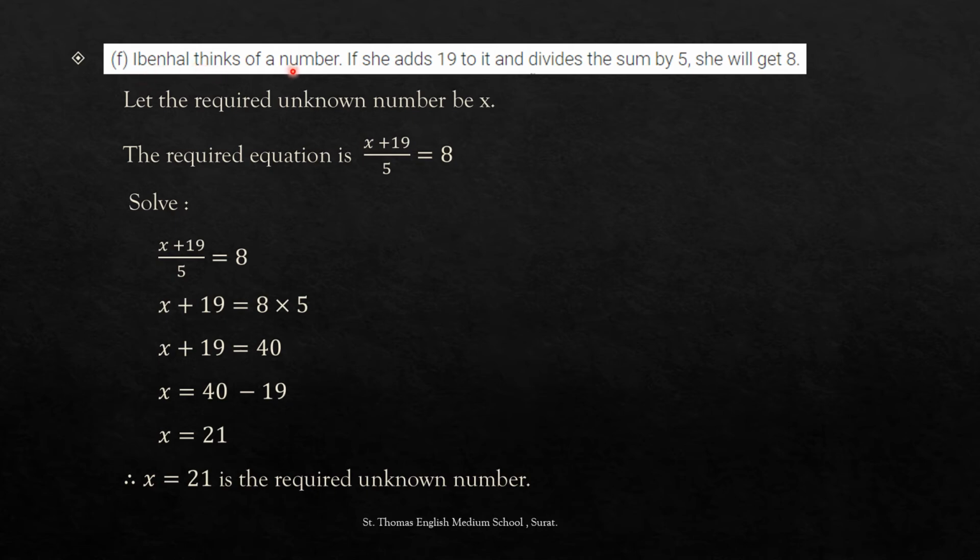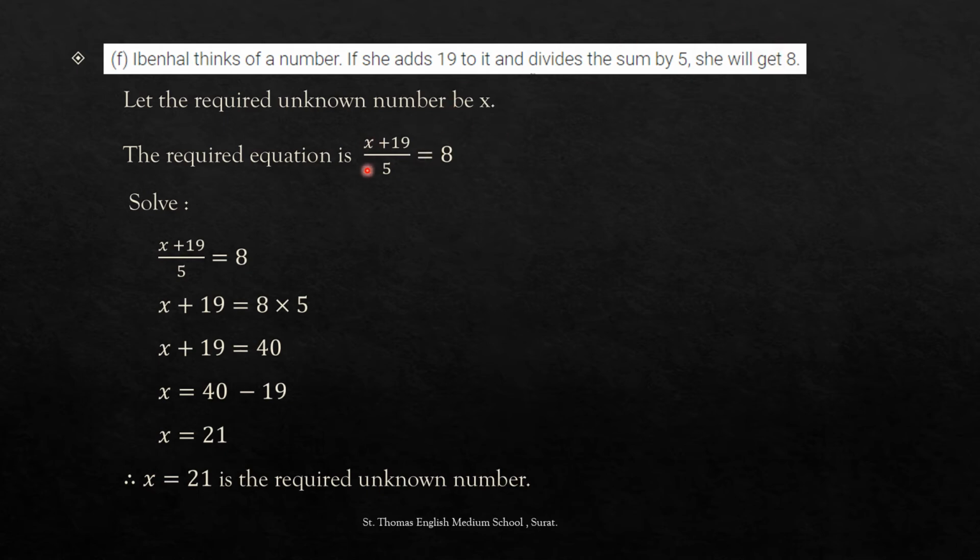Ibn Hal thinks of a number. If she adds 19 to it and divides the sum by 5, she will get 8. Now let the required unknown number be x. She adds 19 to it. So what do you have to write? x plus 19, and divide the sum by 5. Divide the sum means (x plus 19) divided by 5 is equal to 8.